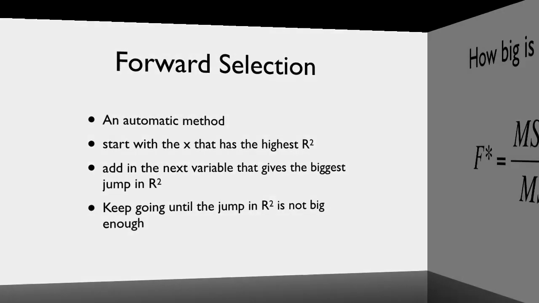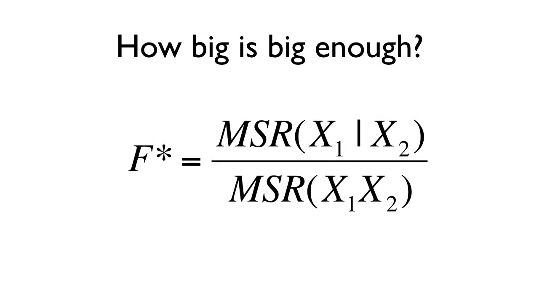Well, you can actually calculate something called F star. You don't, the computer does. It's simply mean squared regression for, say, x1 given x2, the type 2 sums of squares, divided by type 1. Mean squared regression for x1, x2. How much extra unique variation as a proportion of the overall variation.